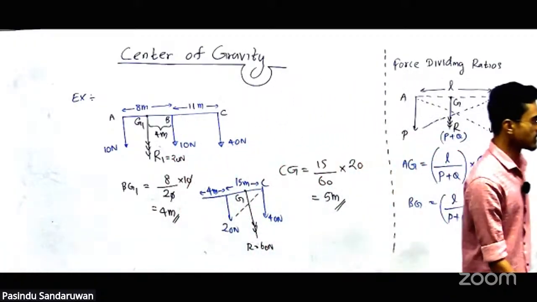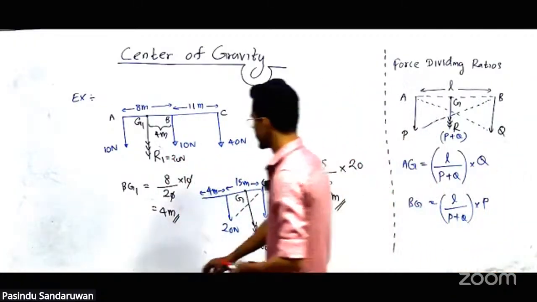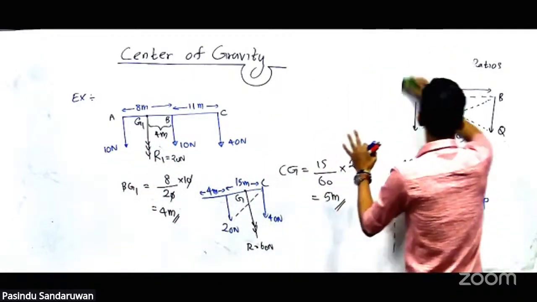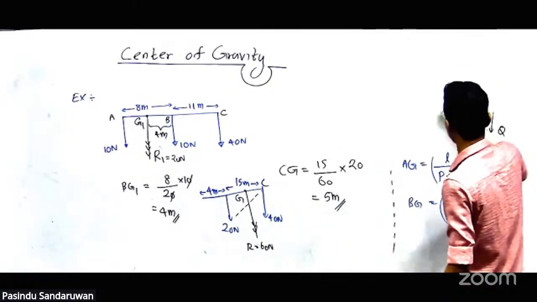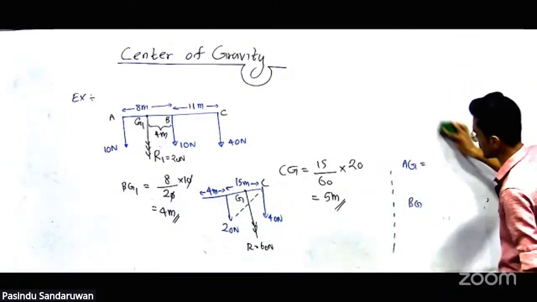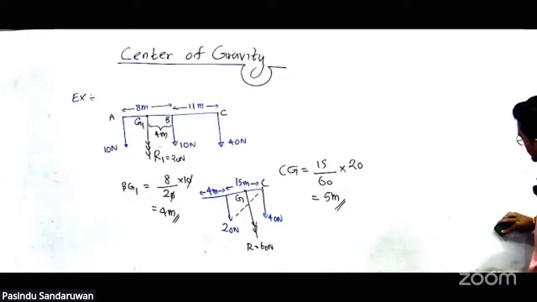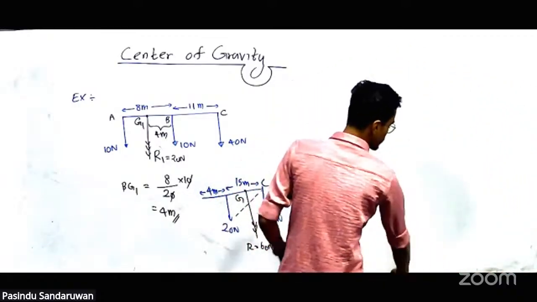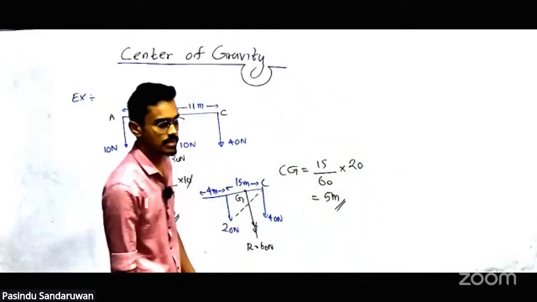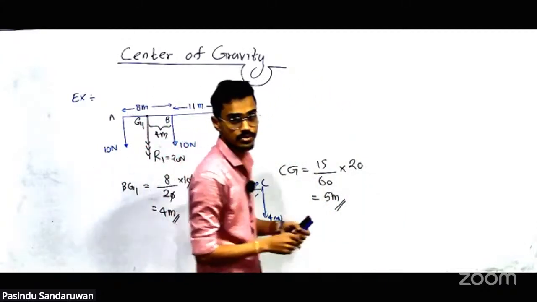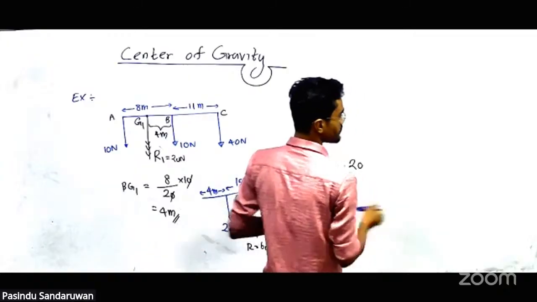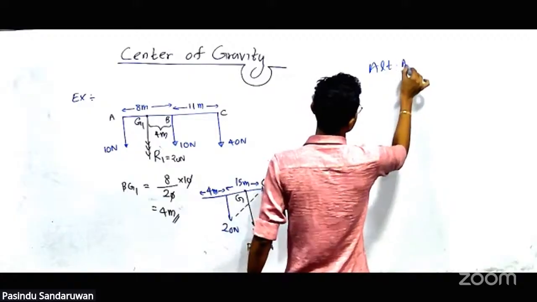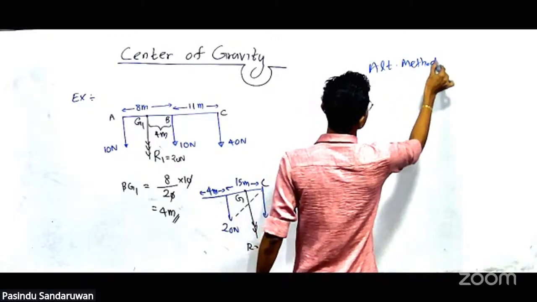5 meters. Okay, good. Now, as an alternative method, see. Just after this, we are moving on to the first type of application of center of gravity. That's why you need to understand this. That's why I'm spending some more time here, because the first type of center of gravity applications are based on these force-dividing ratios. Okay, first type. As an alternative method, you can do this as well.